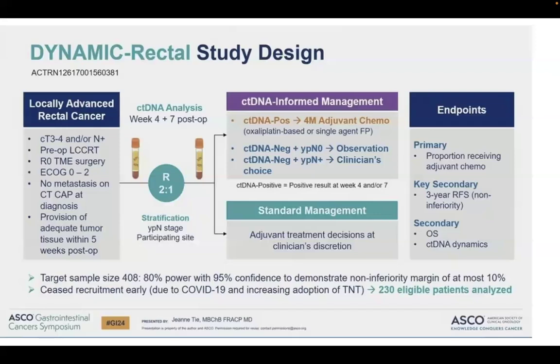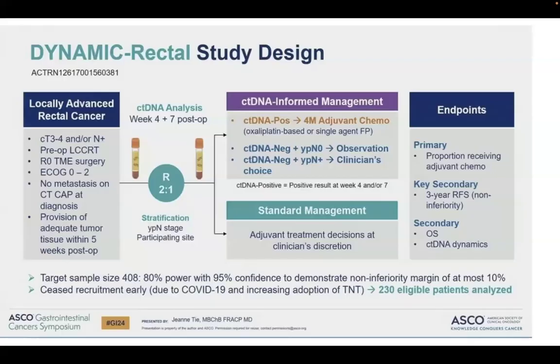So basically, if your ctDNA was positive, then you would get 4 months of adjuvant chemo. If your ctDNA was negative, plus you had a pathologic N0, then you'd be observed. If the ctDNA was negative, plus they had a positive nodal status, then it would be up to the clinician whether they gave chemotherapy or not. The primary endpoint was proportion receiving adjuvant chemo, so looking to see which patients got chemo. Secondary endpoint, the 3-year relapse-free survival, looking at non-inferiority data. And another secondary endpoint was overall survival and the ctDNA dynamics.